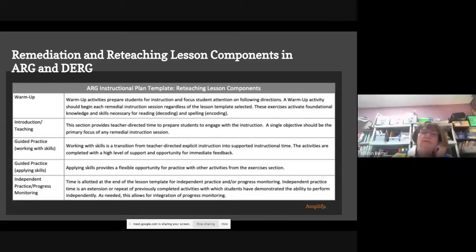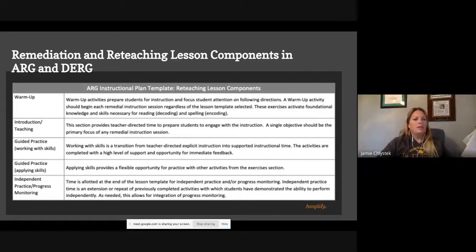So Jamie, can I ask a question? Yeah, absolutely. Hi. So if you're following all the components, what are you thinking for time? I know it could probably vary depending on the skill, but are we talking like an hour here, or? Yeah, so we try to keep it at least at 30 minutes max. So it would be about a 30-minute reteach intervention lesson from warm up to independent practice. Okay, thank you. Yeah, good question.